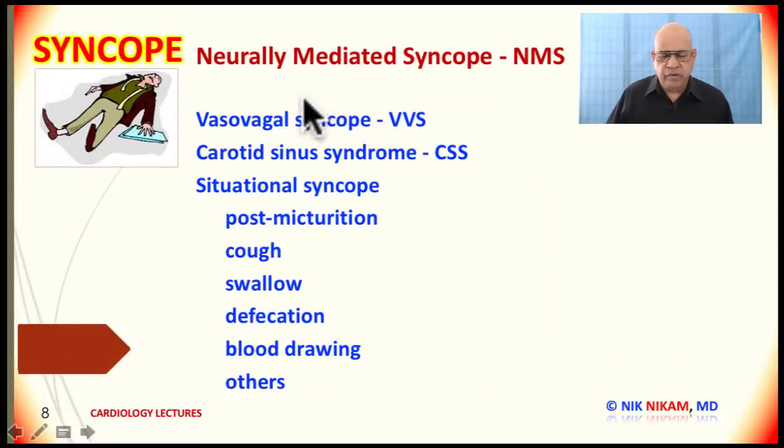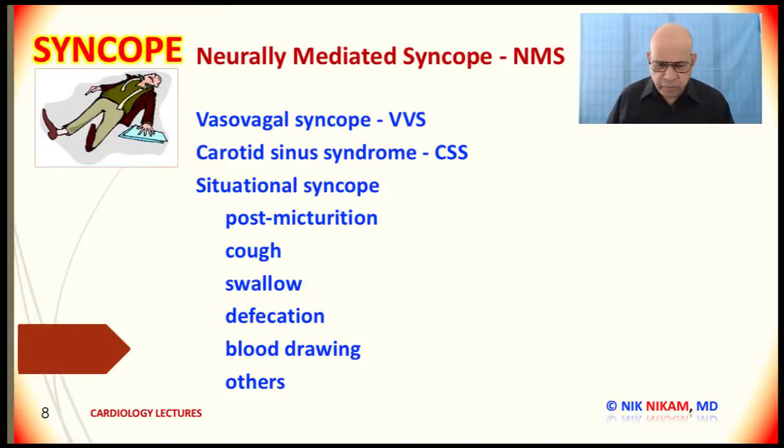Okay, let's look at this first group, which is neurally mediated syncope, or NMS. In this category, we have the vasovagal syncope, which is the most common one, which is called the common faint. Then we have the carotid sinus syndrome, which is an extremely rare condition, but if it is diagnosed, we should be able to help these patients. Then we have situational syncope, such as post-micturition, cough, swallowing, defecation, blood drawing, and others. Everybody has seen this one. You stick a needle in a person's arm, that person is going to pass out.